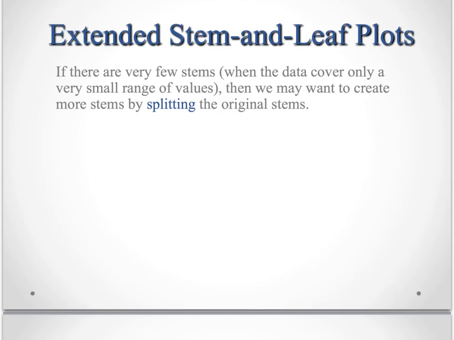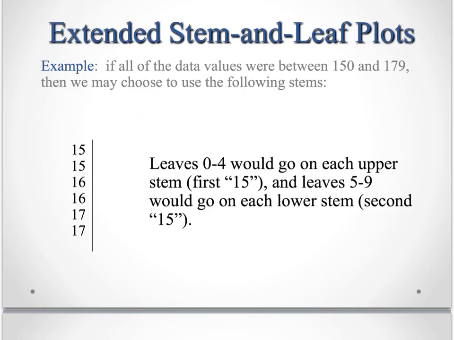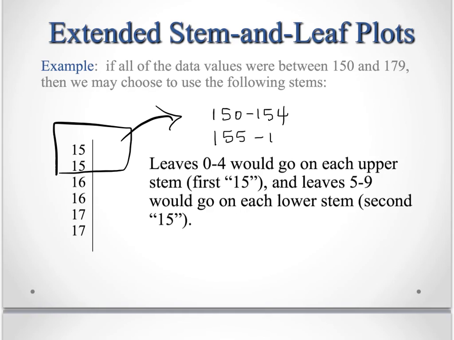Okay, extended stem and leaf plots is just when you cover a very small range of values. To get a better picture, you want to do what's called splitting the stems. So instead of having one line that's 15, you would have two lines that are 15. And on those two lines, we'll just take this part over here. On the top, you would have 150 to 154 represented by that top stem, and values from 155 to 159 represented on the bottom stem.